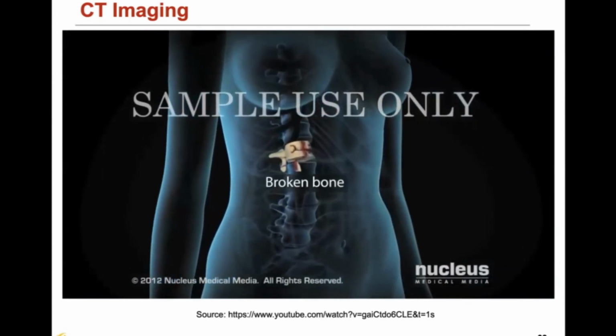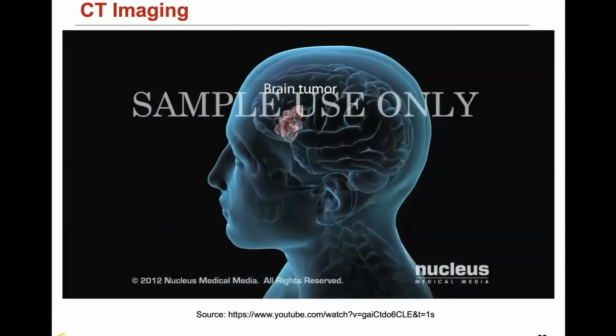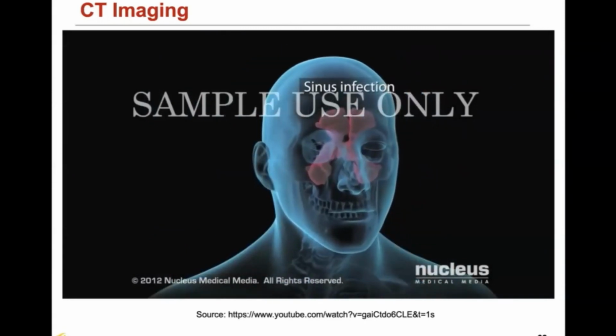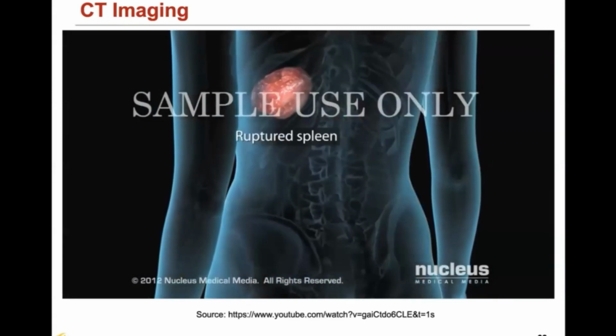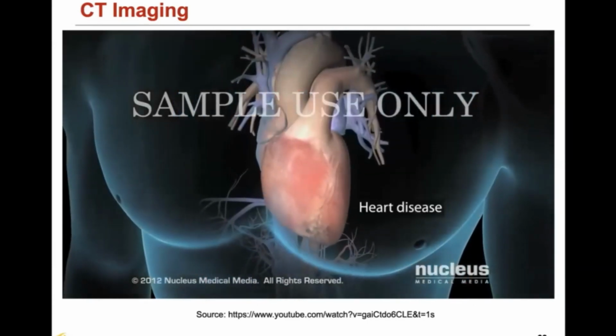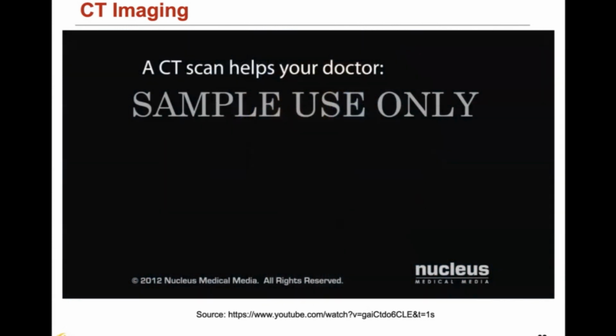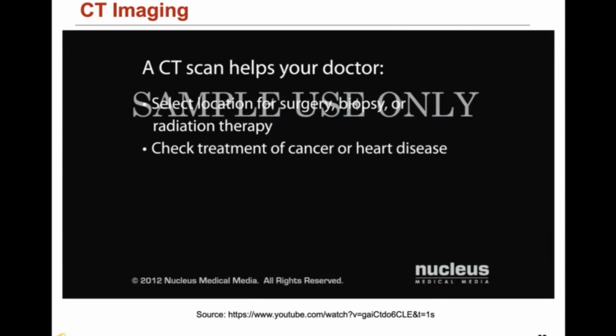Your doctor may recommend a CT scan to examine your body for any of the following: blood clots, broken bones, cancerous tumors, infections, internal injuries and bleeding, and signs of heart and vascular disease. A CT scan helps your doctor select the correct location for surgery, biopsy, or radiation therapy, check the treatment of cancer or heart disease, and check your condition after surgery.